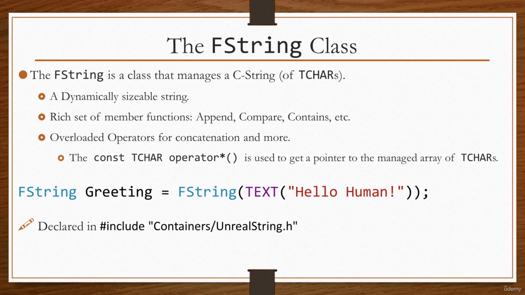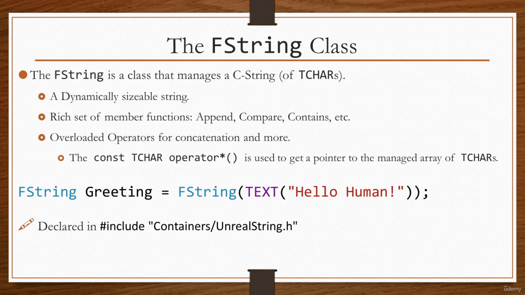It is also a dynamically sizable string, so in other words we are not overly concerned with the size of that string. We can append to it and just keep working with it. Of course the C string is not a dynamically sizable string. That is why we use a class to abstract away the management of a C string or a character string.